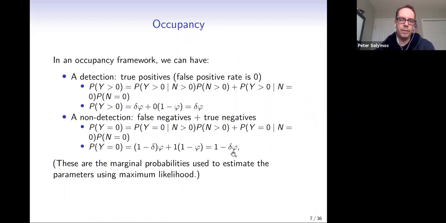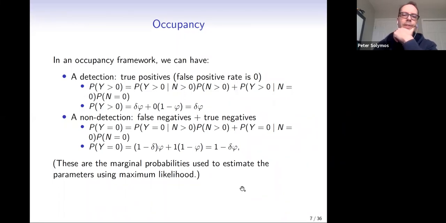So obviously we can only observe a 0 or a 1. So these two probabilities need to sum to 1. And this is used in occupancy modeling to describe the likelihood, which is then maximized. And that's how we estimate these parameters, or those betas, if these depend on some covariates.